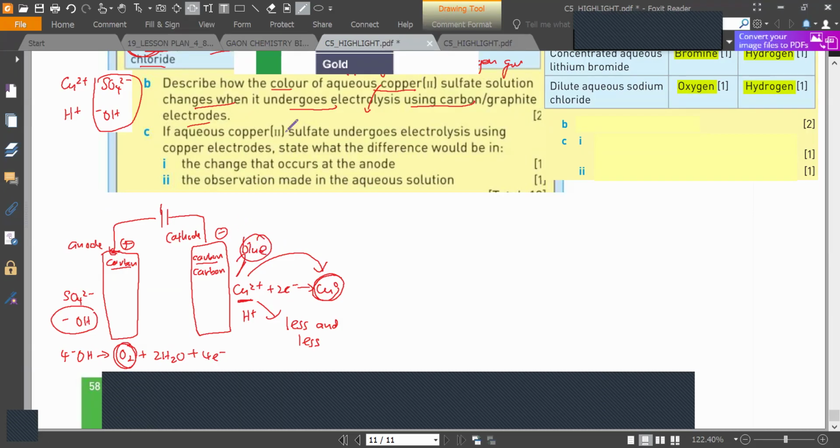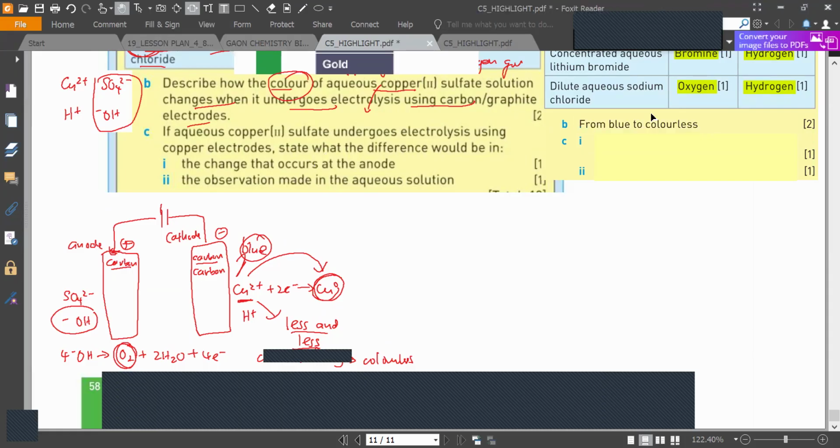So now we are asking how the color changes. This copper ion is getting less and less, so the color will be fading, until it is colorless when all the copper is used up. So that's what we expect to happen: from blue to colorless, it's fading.